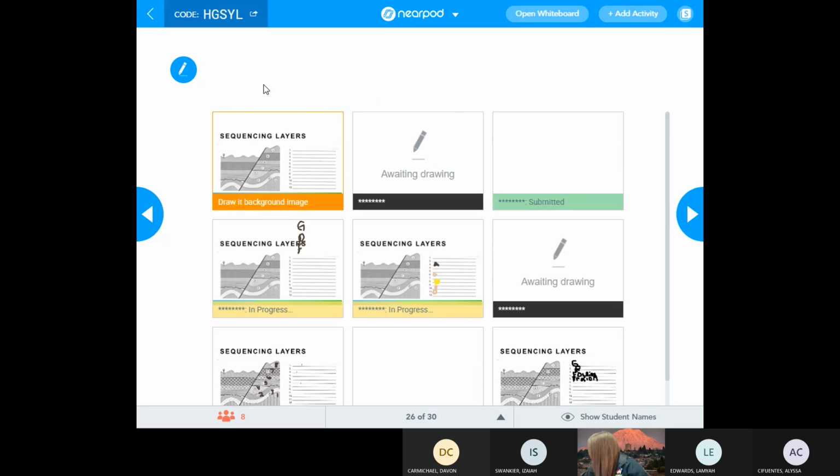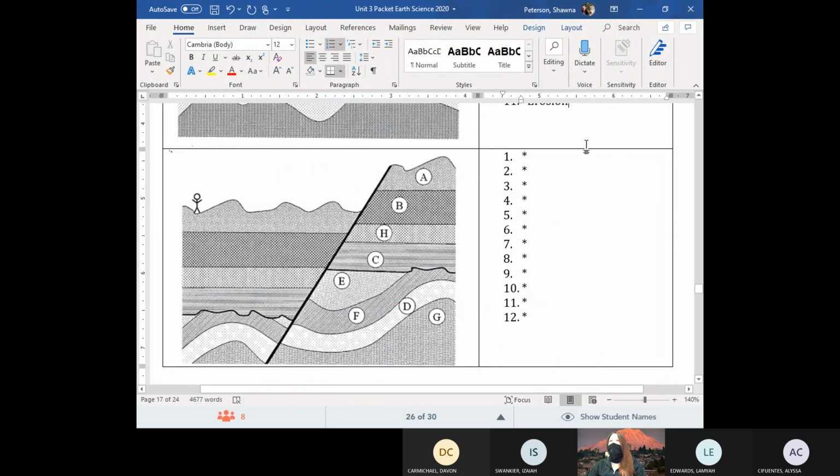So 5th period. So 1st period of the day. All right, and where's my notes? There we go. All right, our oldest layer is what letter? Good. The next one.